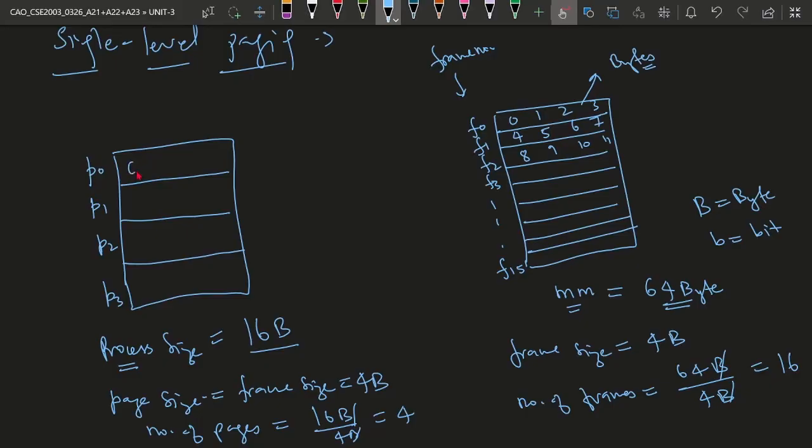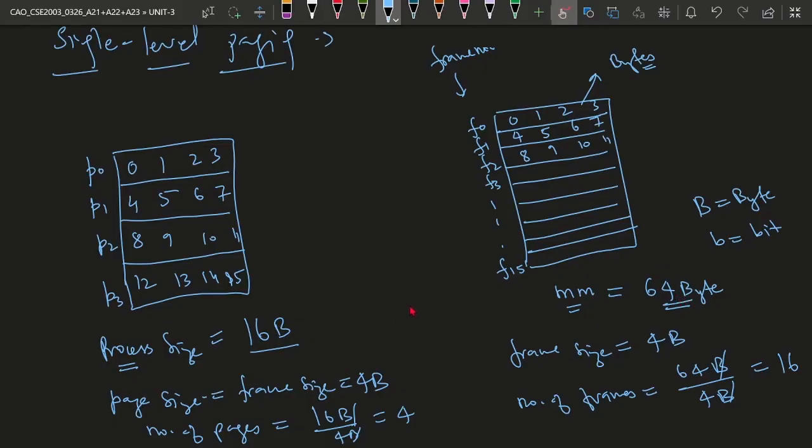So starting with 0, 1, 2, 3. Next, page 1 will be storing byte numbers 4, 5, 6, 7, 8, 9, 10, 11, 12, 13, 14, 15. In total 16 bytes it can store. This is the process size. A process is there, it has a size of 16 bytes, and a main memory is there that has the size of 64 bytes.